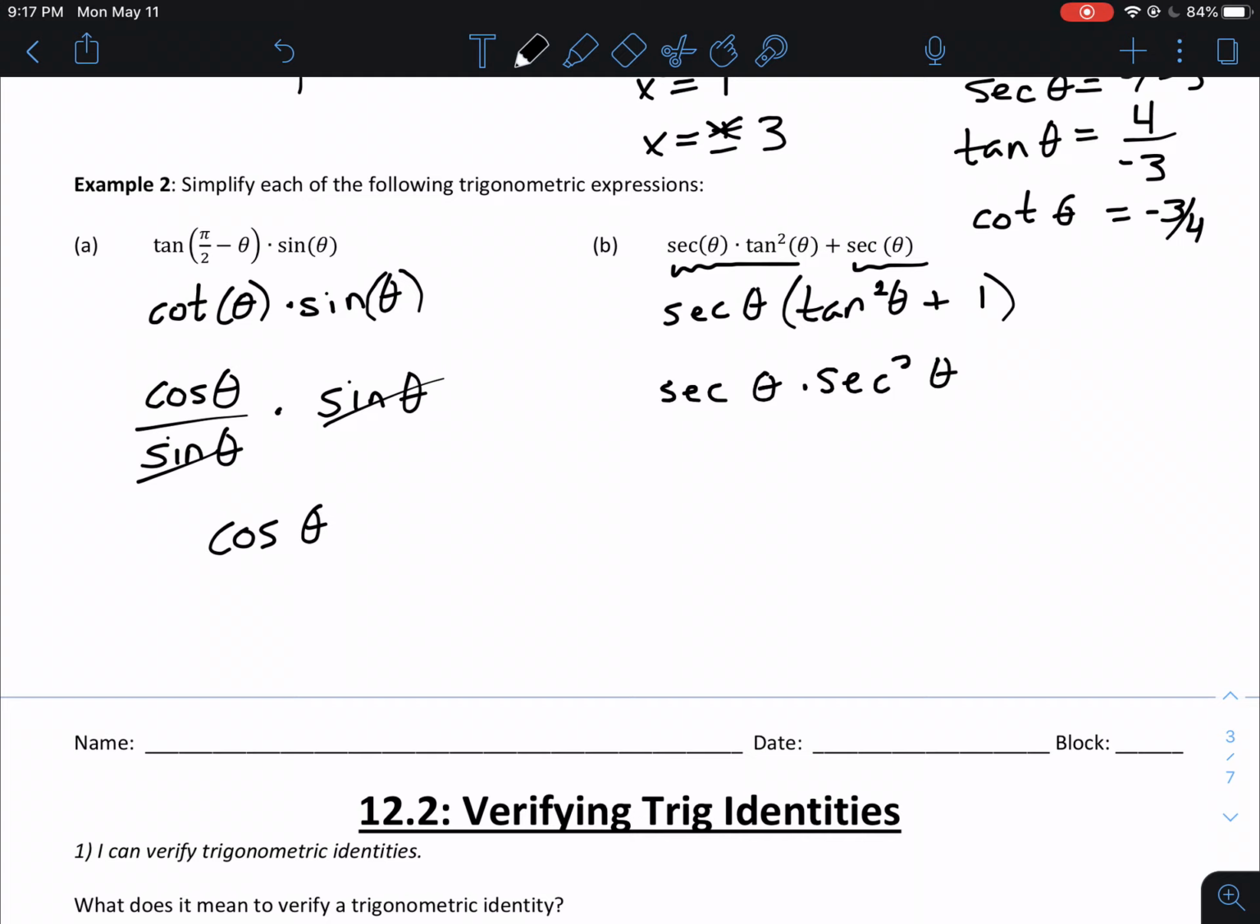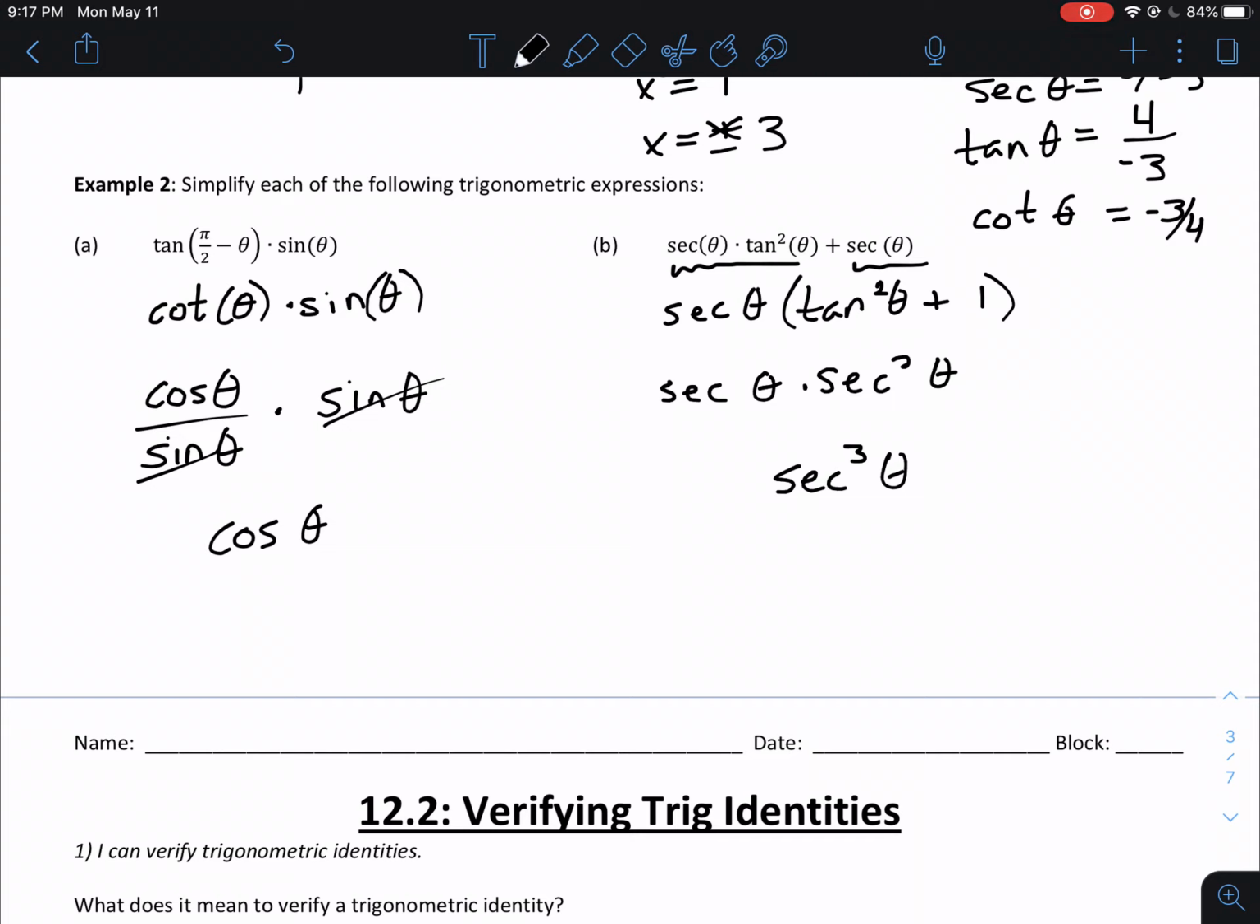It's best to think about these as variables. If you're taking x multiplied by x squared, that's x to the third. So if you're taking secant of theta multiplied by secant squared theta, that's the same as secant to the third of theta. All right, that's all I've got for you in this first section.